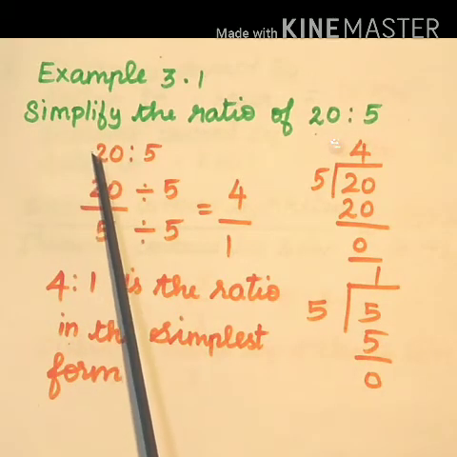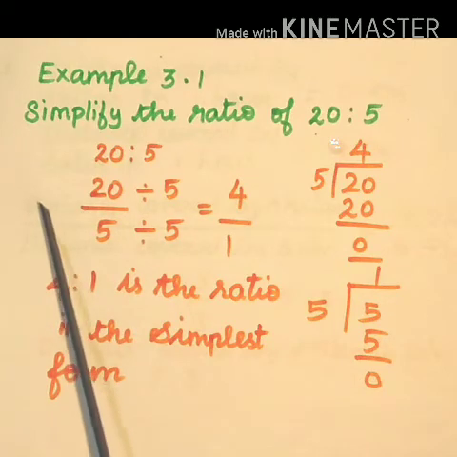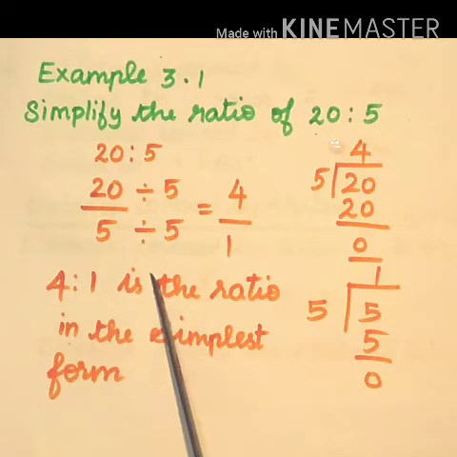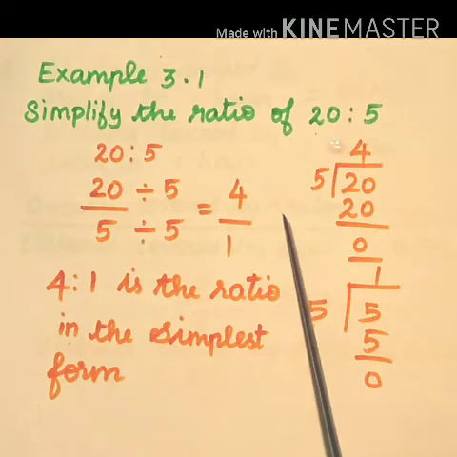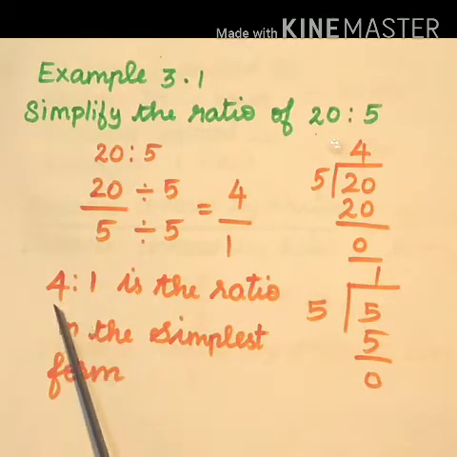First you have to write the given ratio in fraction form. Then you have to divide by its common multiple. Then write the fraction in ratio form. 4 is to 1 is the ratio in the simplest form.